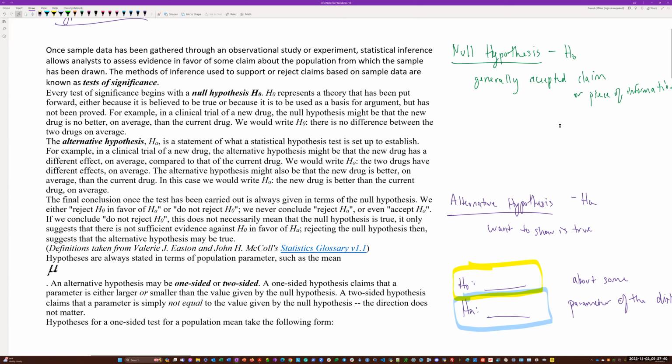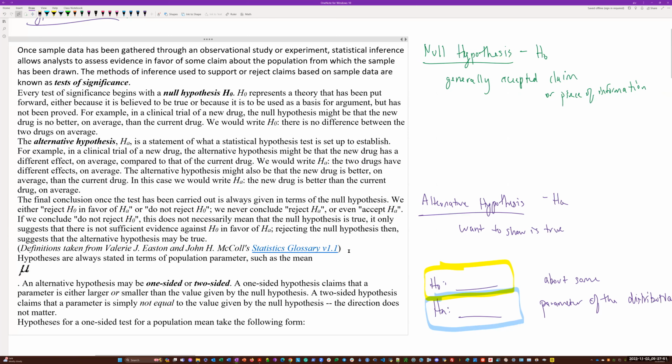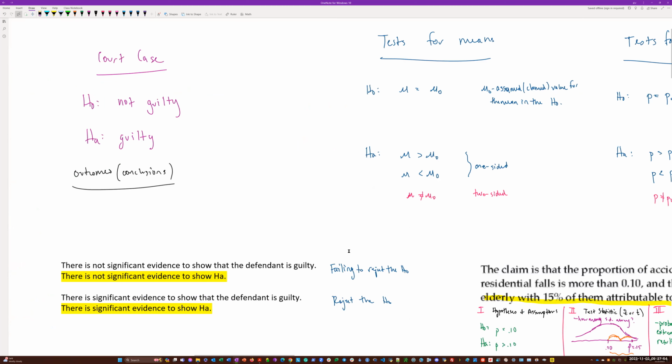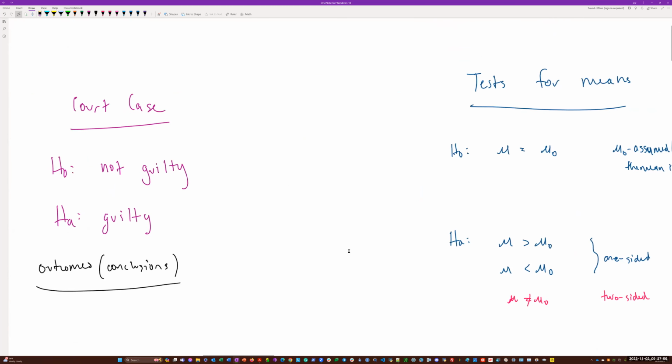Does that make sense? All right, so eventually we're going to have to make a conclusion. The final conclusion, once the test has been carried out, actually this part I'm not going to read because I don't really like the way they state this here. All right. So let's talk about some sort of court case first.